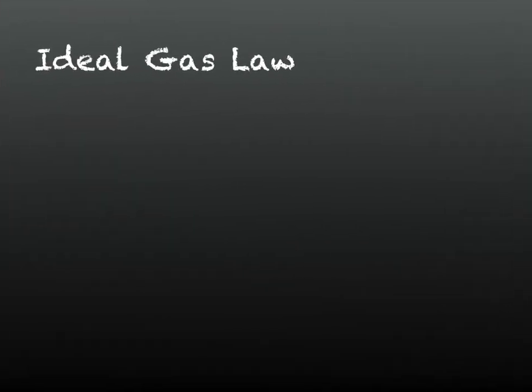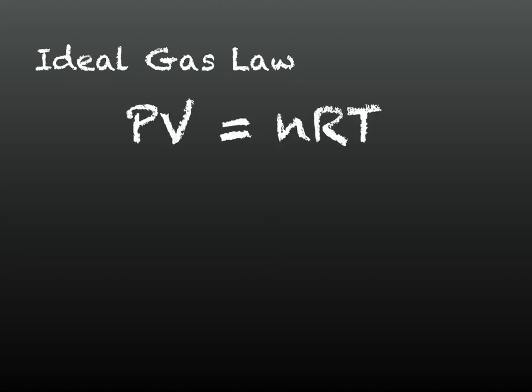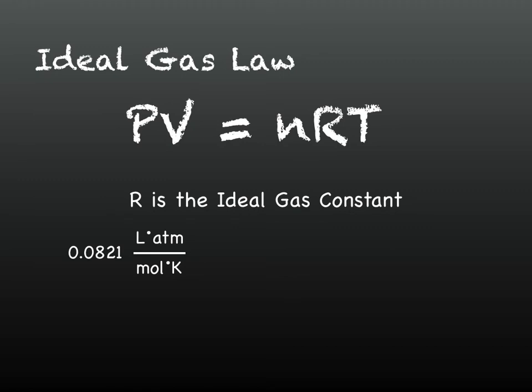The fifth and last law is the ideal gas law, which is used when temperature and pressure are not constant. It is PV is equal to nRT. This law has a constant, which is R, and it's going to have a different value depending on the pressure of the gas. So for example, that value is going to be 0.0821 if the pressure of the gas is reported in atmospheres.